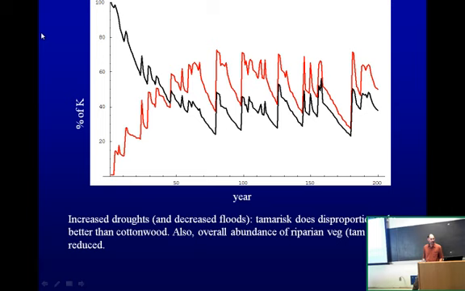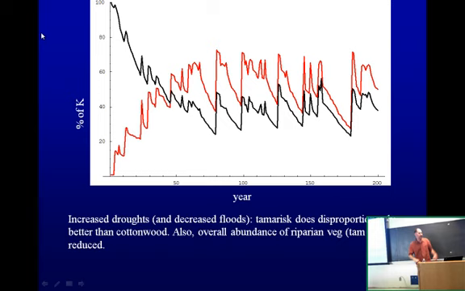If you play with the hydrograph and increase the frequency of drought years and decrease the number of floods, tamarisk seems to do disproportionately better than cottonwood. And this is well known. It's thought that in a drying climate, or in situations where water is overallocated, one of the reasons tamarisk really takes off is that it just does better under those drought conditions than cottonwood does. Also, the other interesting thing here is that when you add these two things together, the overall amount of riparian vegetation decreases, not surprisingly, because you're taking water out of the system.